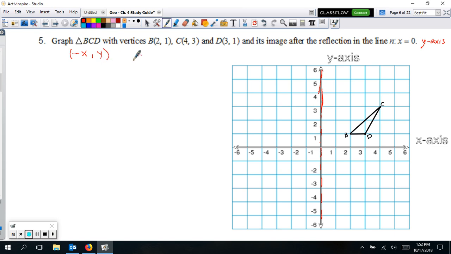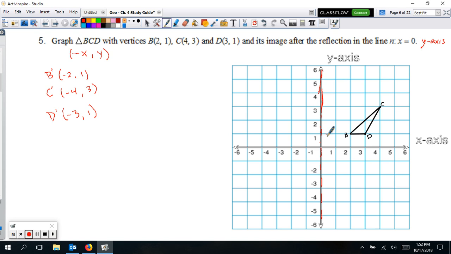So we could do that for all these points. We can say, okay, B prime, x is going to just change to its opposite. So negative 2, comma 1, and then C prime. That's going to be negative 4, comma 3. Negative 4, 3, and D prime. And we'll just change the x to its opposite. That's now negative 3, comma 1. And so now we just plot those points.